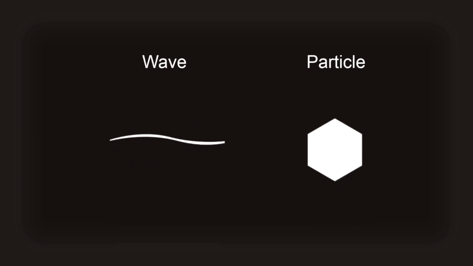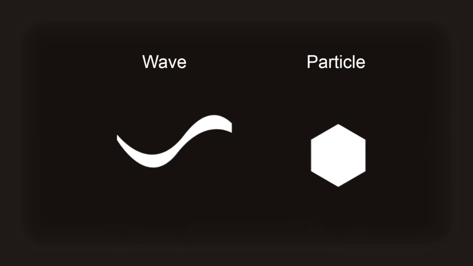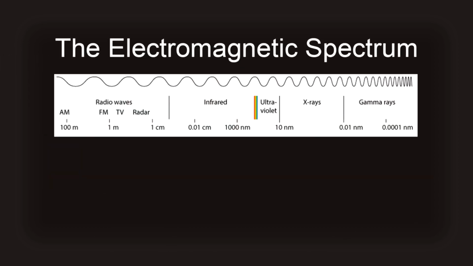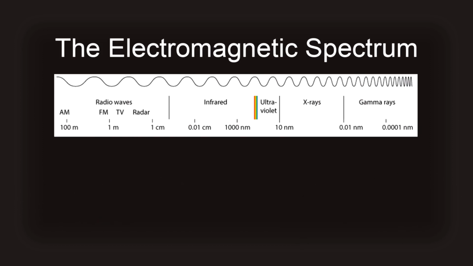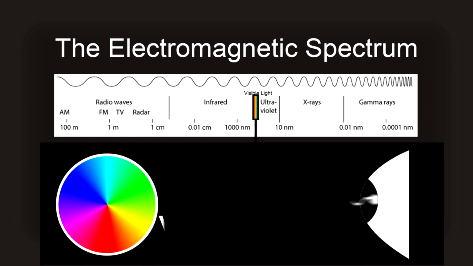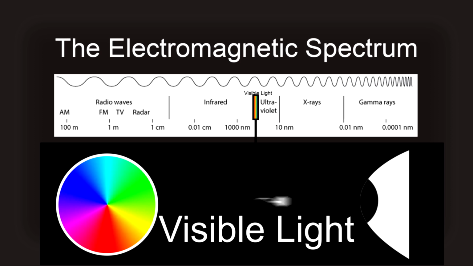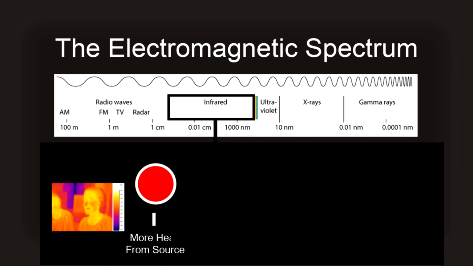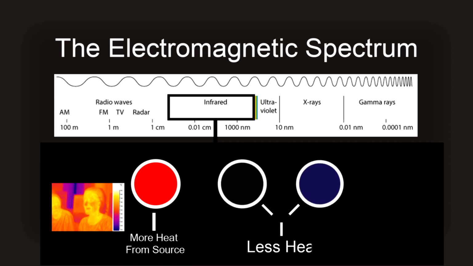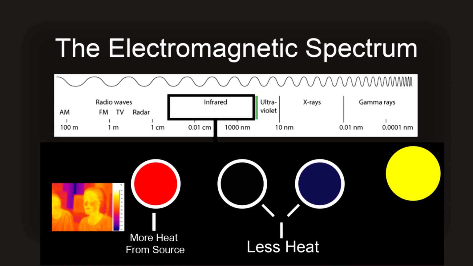All photons are wave-particles, meaning that they are a wave and a particle at the same time. This table is called the electromagnetic spectrum, which shows you the different types of wavelengths, meaning that they have different properties. The waves we and most animals see are called visible light, which is a small portion of the whole electromagnetic spectrum. Behind visible light is infrared, with which you can see the heat of animals. Red means you can detect more heat from the source, and blue or black means that there isn't a lot of heat. Infrared is also the heat from the sun when you go outside.